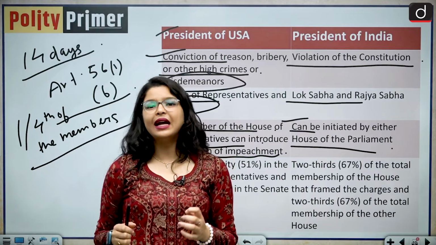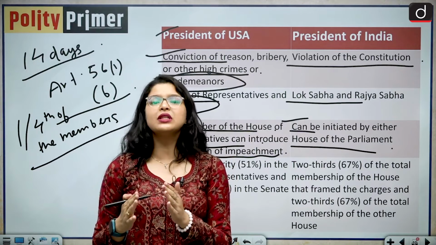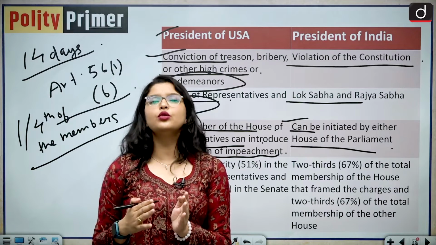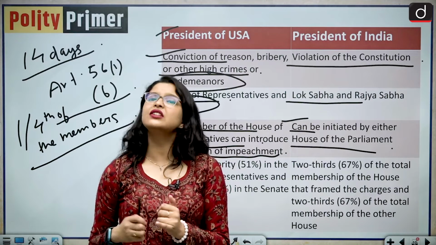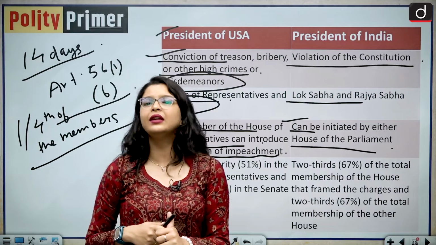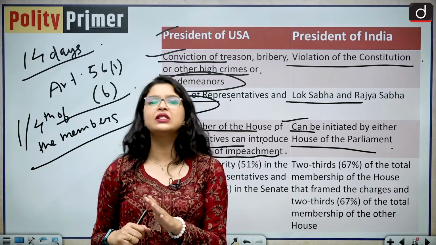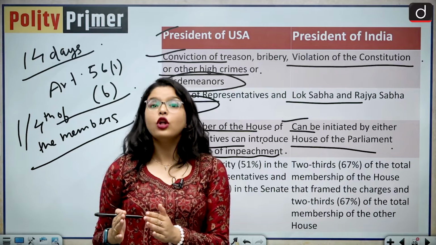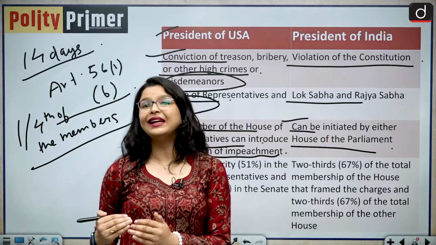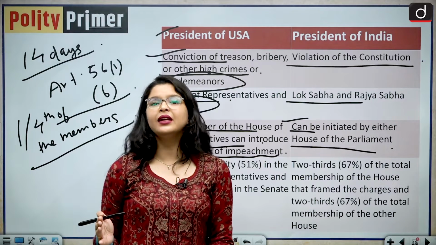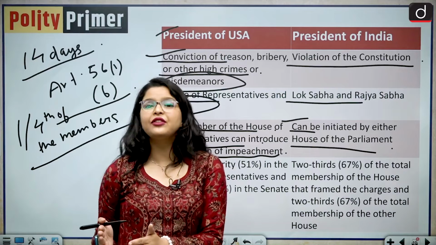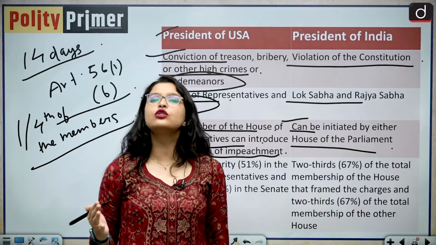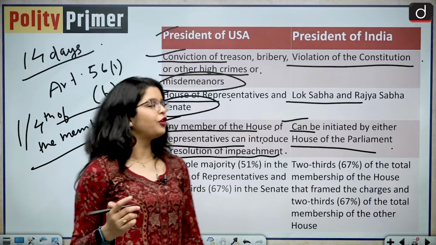Okay, so you can say that the Indian process is a quasi-judicial process, because the trial is conducted in the USA, so it is a judicial process. The Chief Justice is also involved, and in the Indian scenario, there is no involvement of the Chief Justice. The USA President also gets a defense lawyer in his defense, but in the Indian scenario, the President himself defends against the charges. Okay, there is no lawyer or defense lawyer that is provided to the President of India.